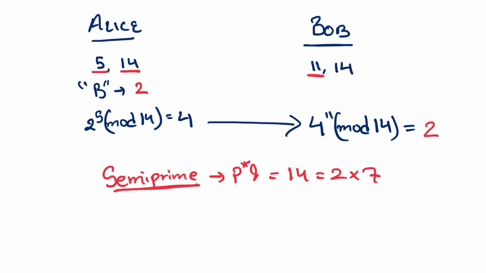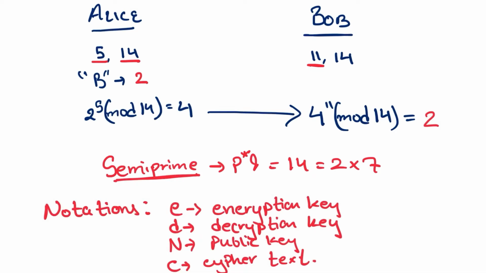So after finding the prime number, we need to derive the private keys and public key. For notation, I'll write the private keys as E and D, E meaning encryption key and D meaning the decryption key. And the public key will be denoted as N. Also, the encrypted message will be called ciphertext and denoted with C.